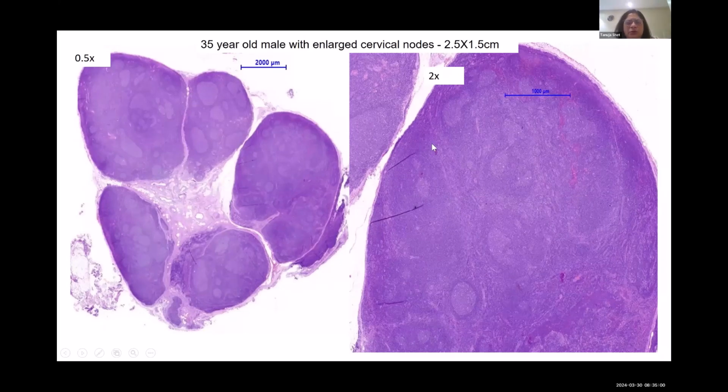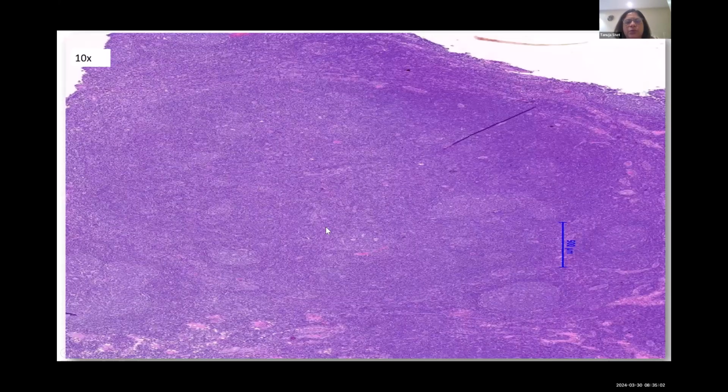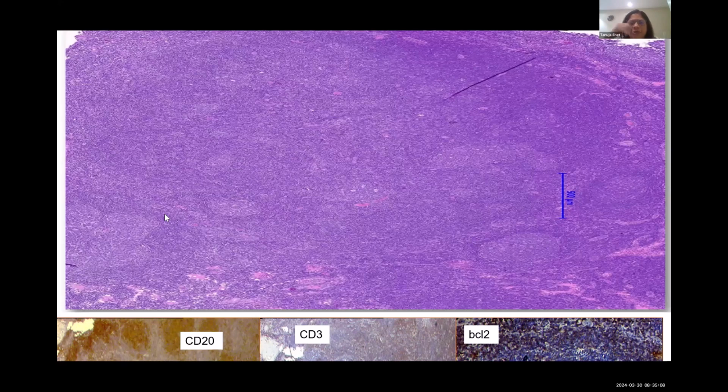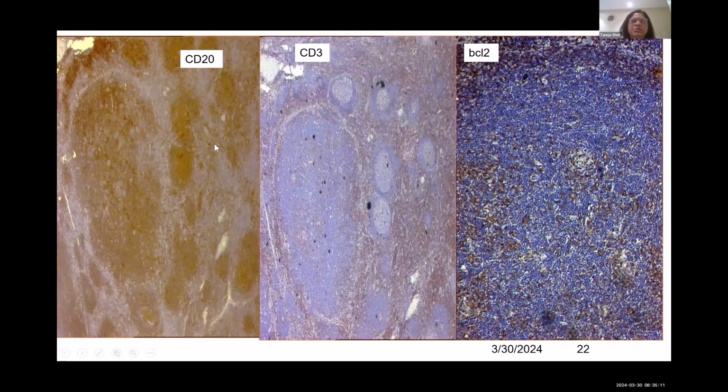Now this is just a high power of that. And this is what we call progressively transformed germinal center. And this is a high power to show you that sometimes people mistake this for follicular lymphoma. However, because these are T cells, they are often BCL2 positive. That's why you have to be vigilant not to call these follicular lymphoma.